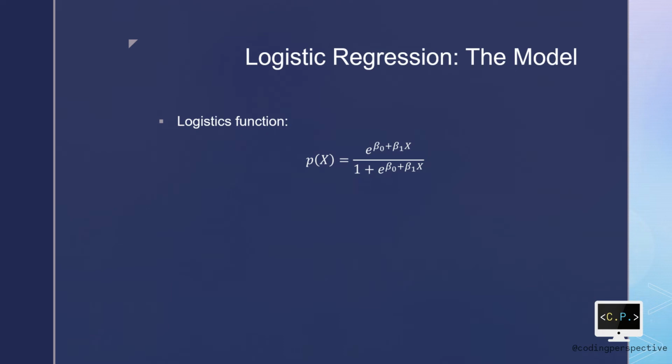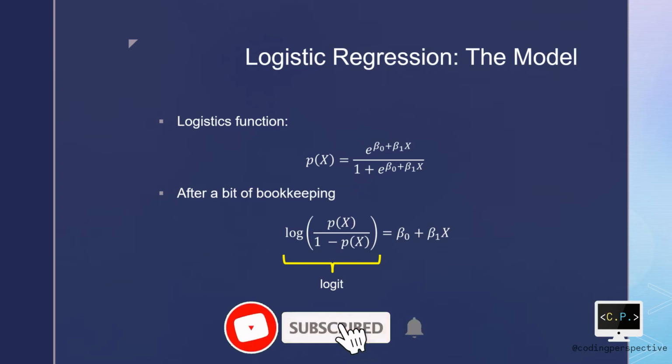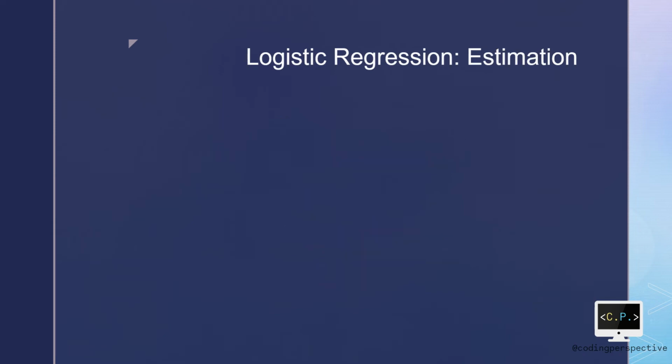Recall the logistic function from the previous slide. What we will do is manipulate it a little bit and take the logarithm of both sides, where we end up with the logistic regression model. That is, the logarithm of p(x) divided by 1 minus p(x) is equal to beta 0 plus beta 1 x. As you can see on the slide, the logistic regression model is linear in X, which will help us with the interpretability of the model. We will use the maximum likelihood method for estimating beta 0 and beta 1.